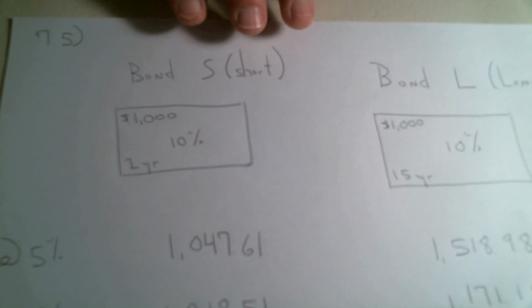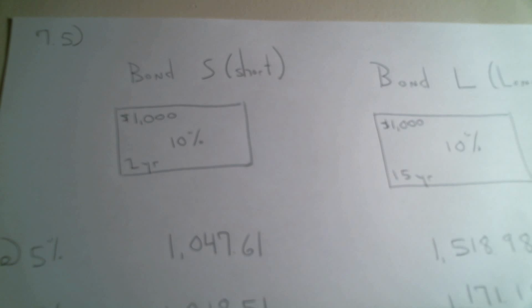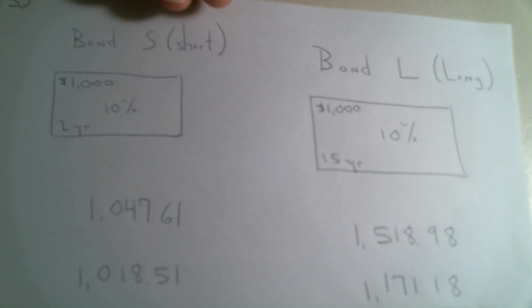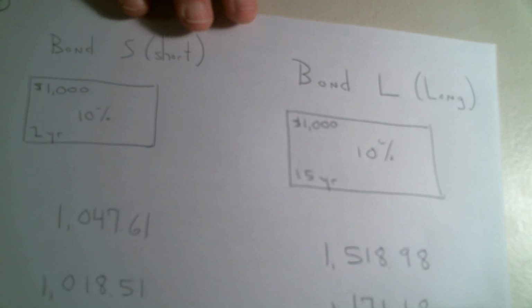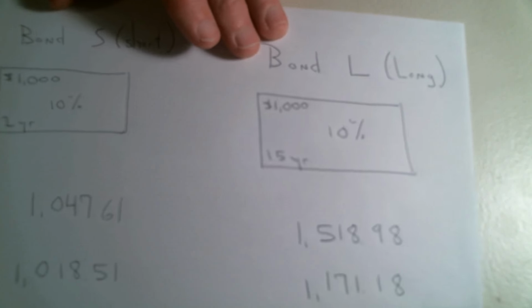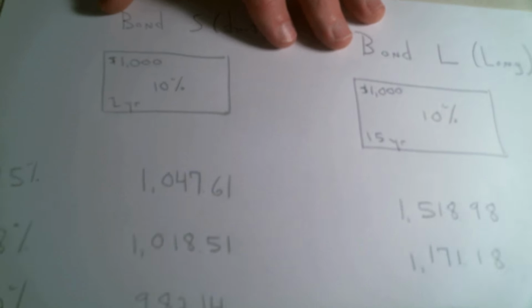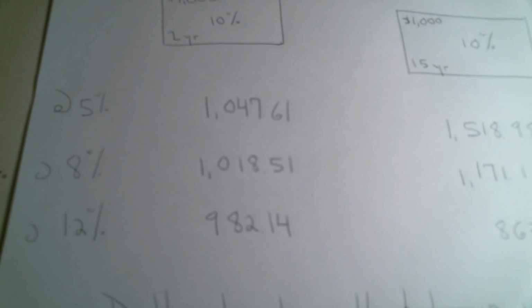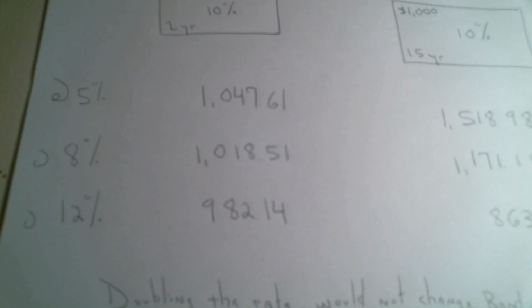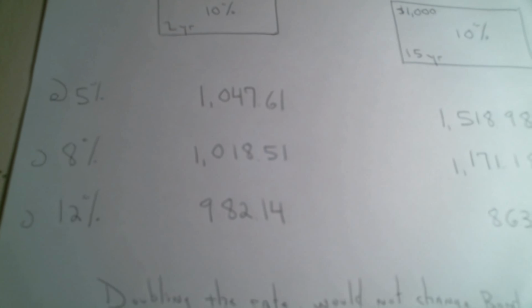Okay, 7.5. We have a short bond and a long bond. Basically, one has a short maturity and one has a long maturity. Okay, so jot those down. And we're looking for the price at various yields. Okay, at 5, 8, and 12%. So the present value is those three listed below each bond.